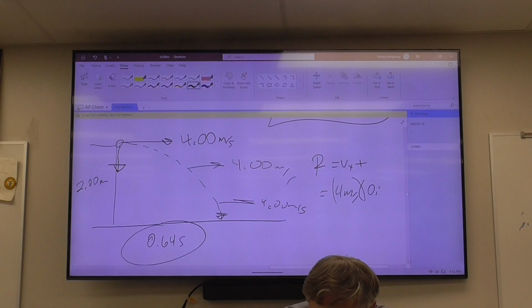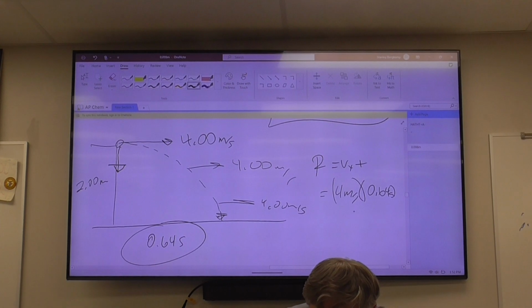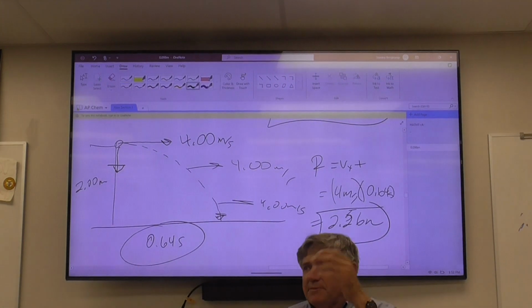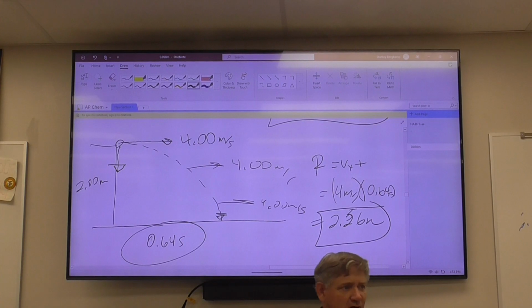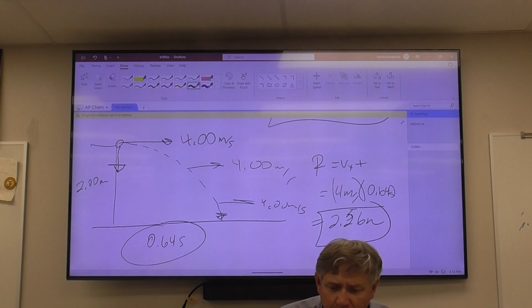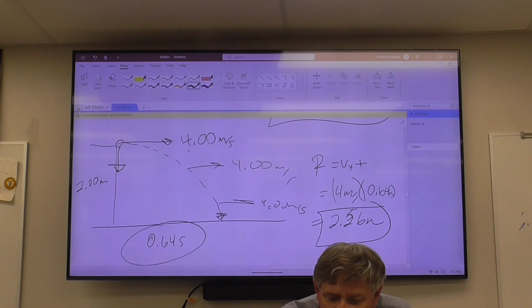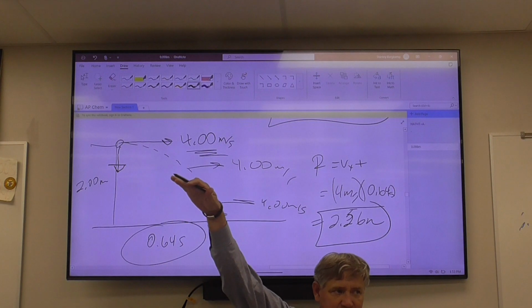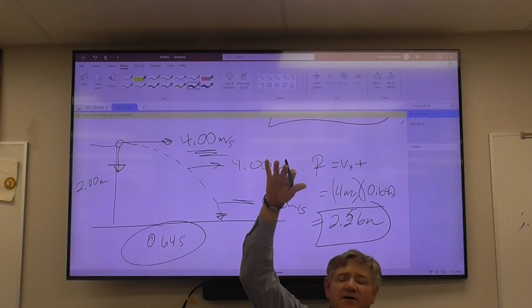Whoever's got a calculator, take 4 meters per second times 0.64 seconds. 2.56. 2.56 meters, okay? About 2.5 meters, right? This decent shot, okay? 2.5 meters. Now, if I double the horizontal velocity to 8, Chuck, what's that going to do to my time?